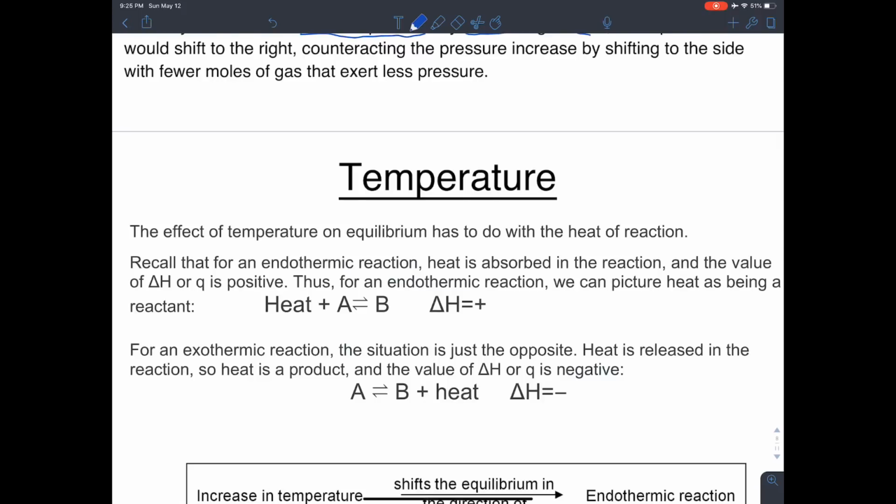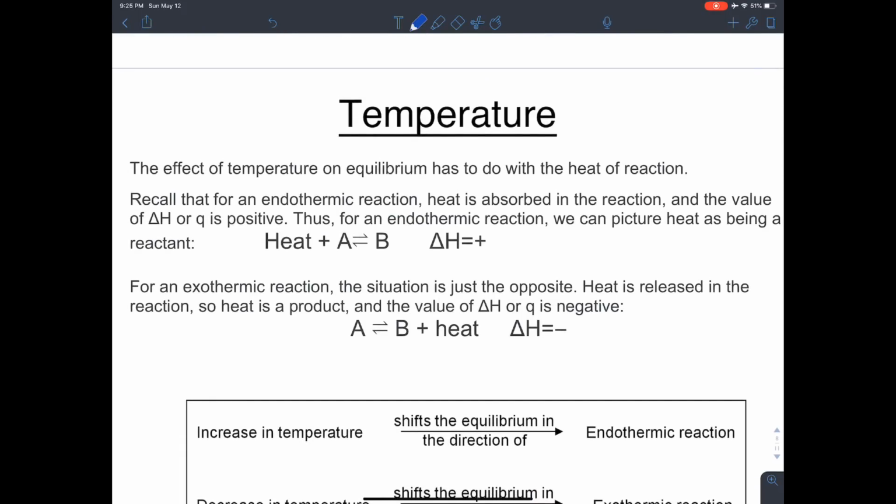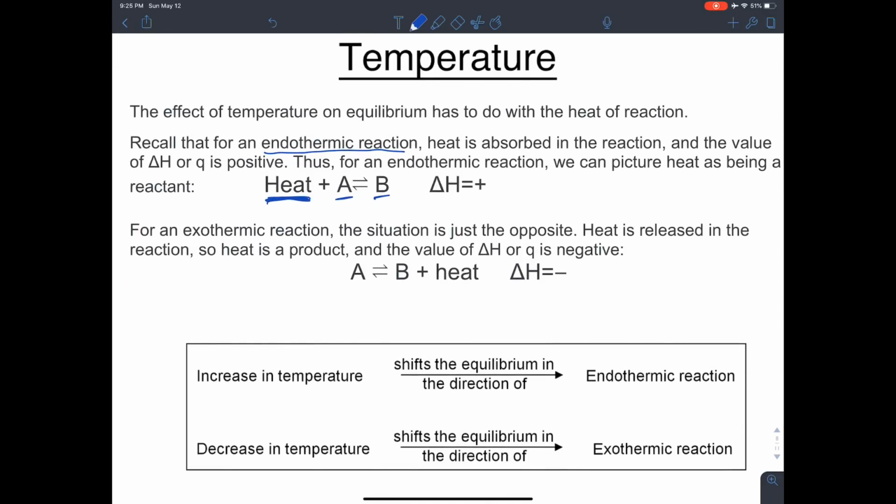Okay, next factor is temperature. This has to do with heat of reaction, which we learned about, exothermic and endothermic. For an endothermic reaction, heat is absorbed, so heat's taken in by the reaction. You can think of that as heat being a reactant. Heat overall is added, so you need heat plus your other reactant to get to your product. For an exothermic reaction, it's the opposite. Heat's produced, it's a product. So you have your products plus heat.